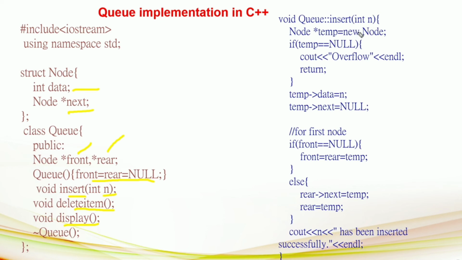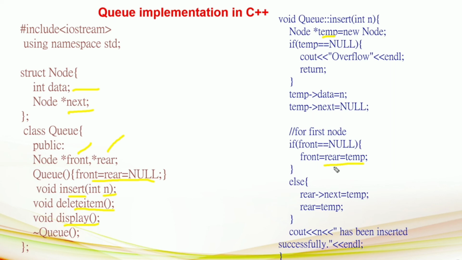Okay, the insert operation: the passed n value is to be inserted into the queue. At first we create the new node, temp. If temp is equal to null, then cout overflow and return. Then temp dot data points to n, and temp dot next points to null. At temp dot data position we insert the passed integer, and for temp dot next we create the node. For the first node, if front is equal to null, front and rear point to the temp, and one node is created.